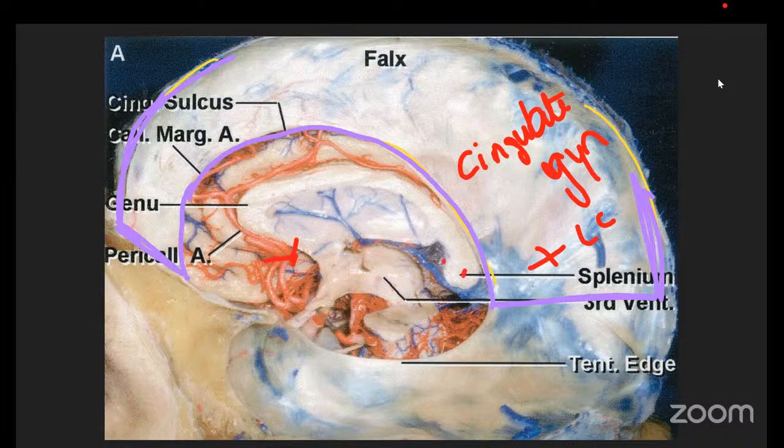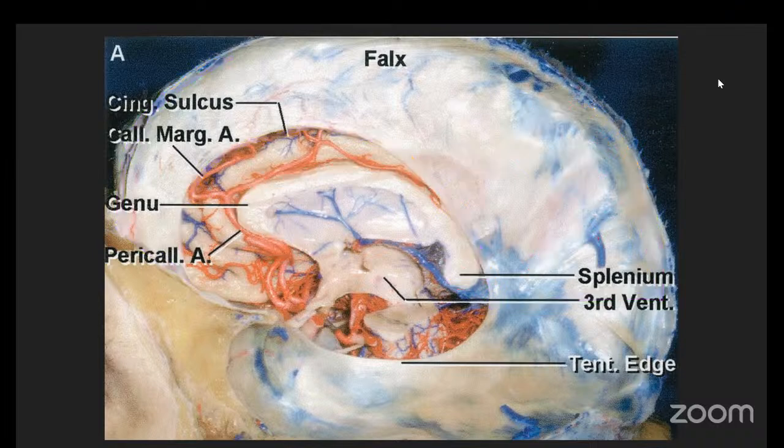Posteriorly, we have a splenium, and anteriorly, we will have the genu, the rostrum, the body. Apart from that, what other important structures can you see here? Thalamus. Oh, yes. What I meant was what other structures that are relevant. So the anterior portion of the falx, it is still far away. It will not be in direct contact.